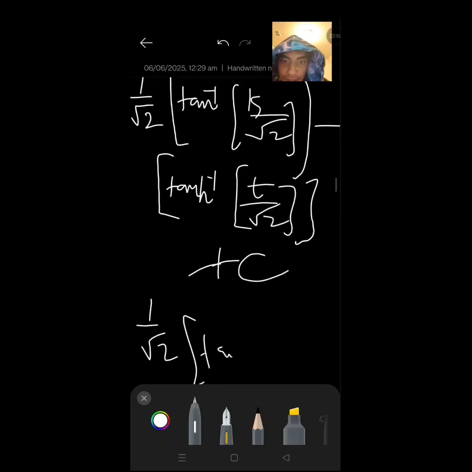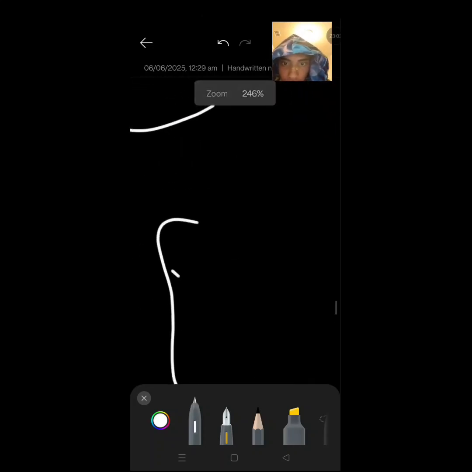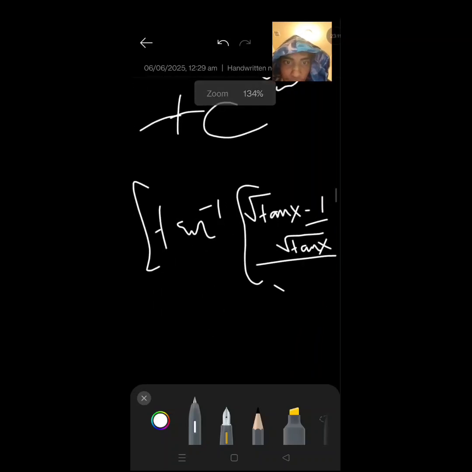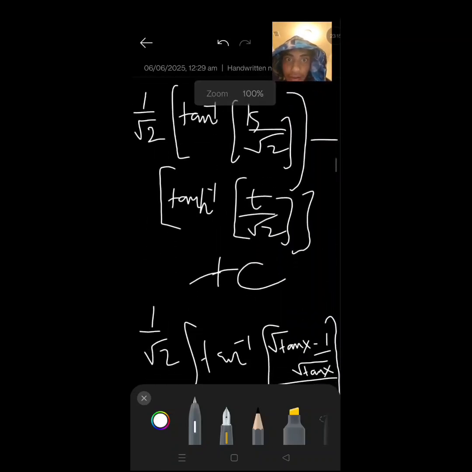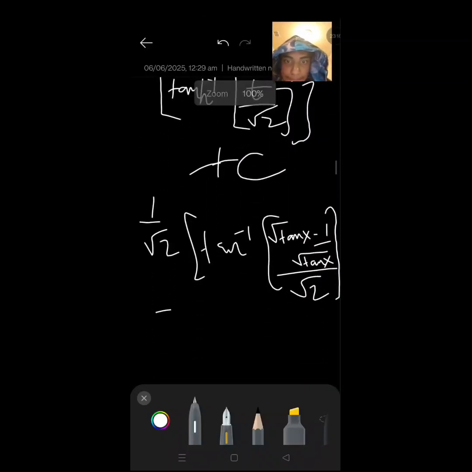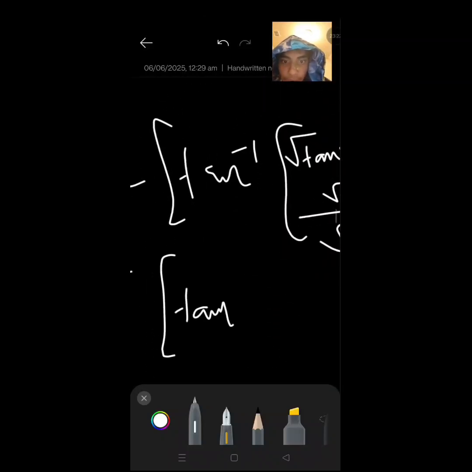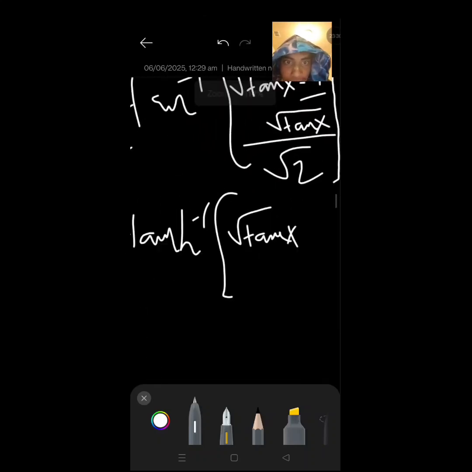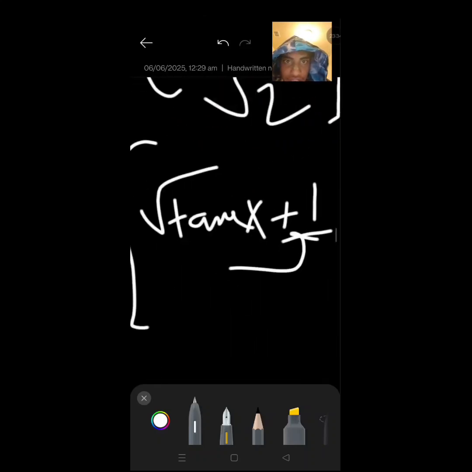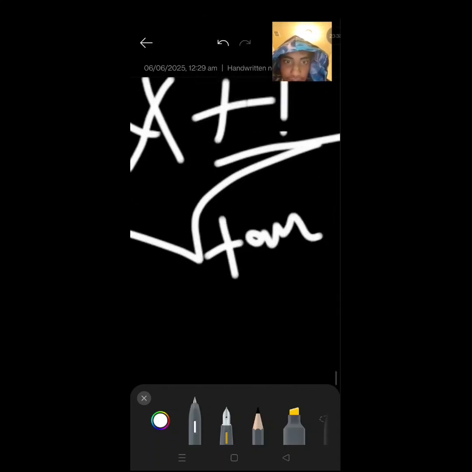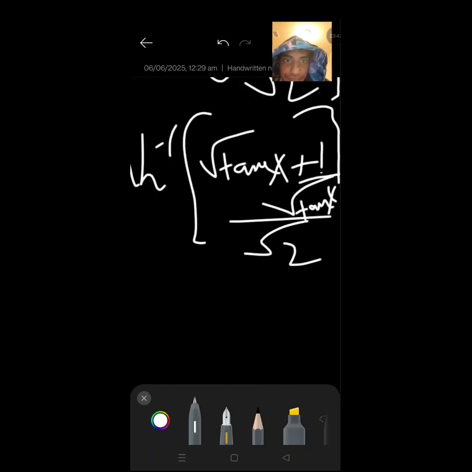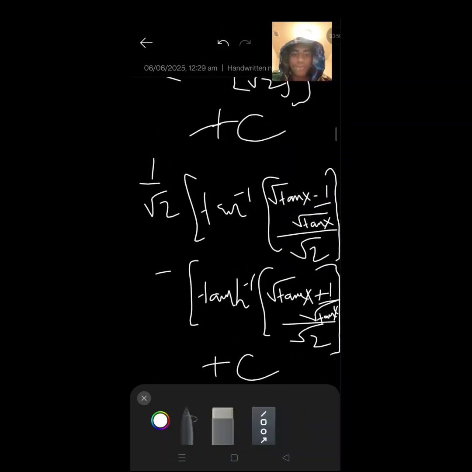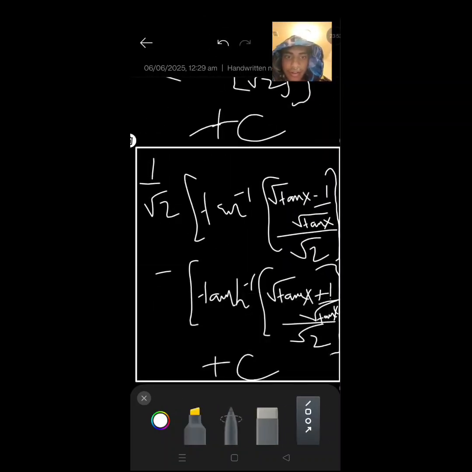So tan inverse of root of tangent x minus 1 over root of tangent x, divided by root 2. This is just the first part, by the way. Minus hyperbolic tangent inverse of root of tangent x plus 1 over root of tangent x again, divided by root 2, plus the constant of integration. And that's pretty much it. We're done. This is our answer.